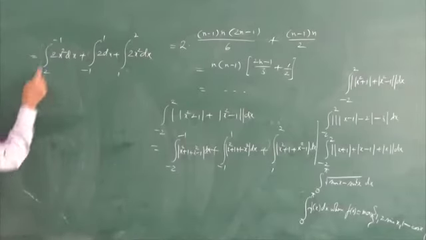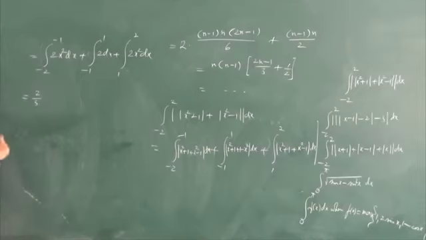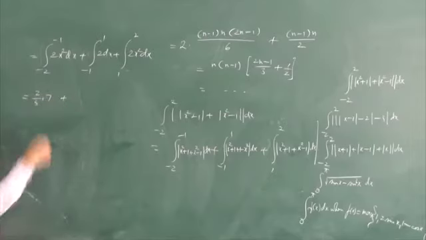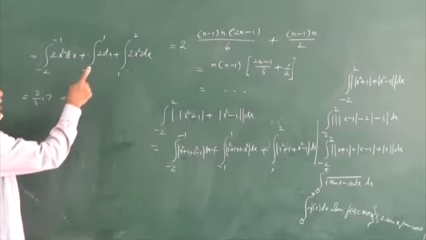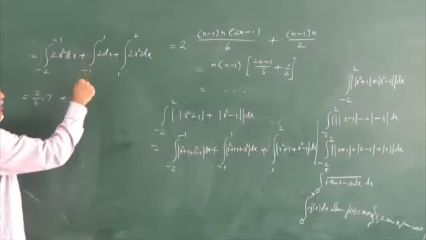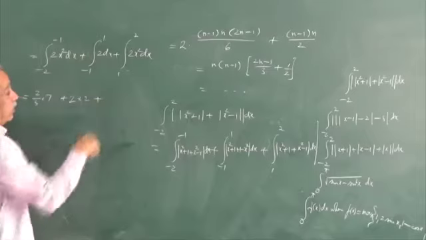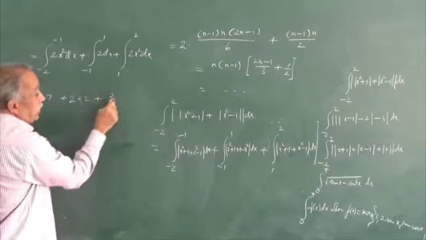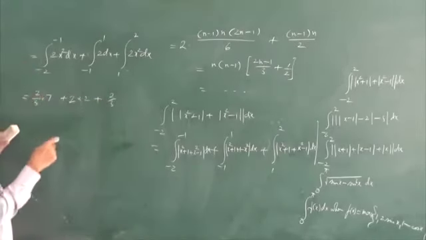2/3 of x cube between minus 2 and minus 1: minus 1 minus minus 8. Then 2 into 1, between x between minus 1 and 1, plus 2 by 3 into x cube between 2 and 1.